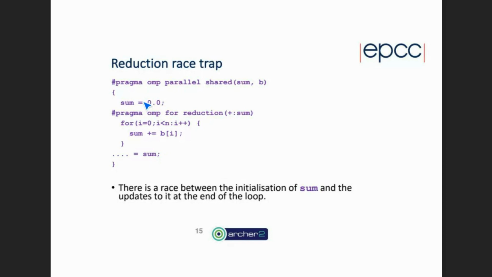So then think, okay, we need to initialize the value of sum somewhere. So let's do it just before the loop. That's probably where it was in the original code, and then make sum a reduction on the loop. This actually has more than one race condition. There's a relatively harmless race condition, but nevertheless a problematic one, which is that all threads are executing sum equals 0. This is just a bare parallel region, so all threads are executing sum equals 0.